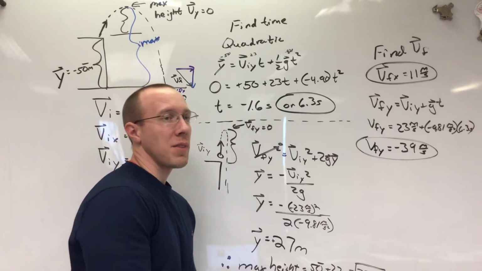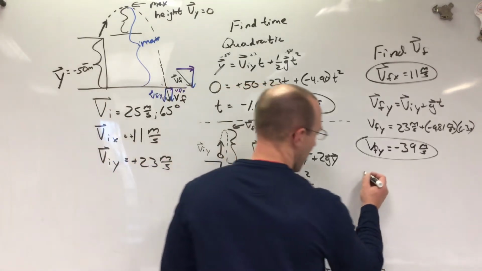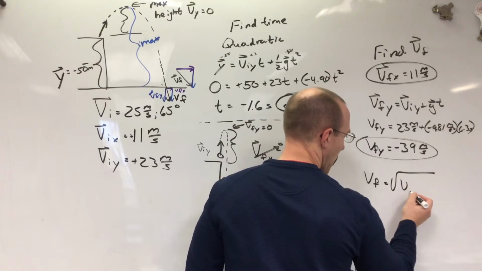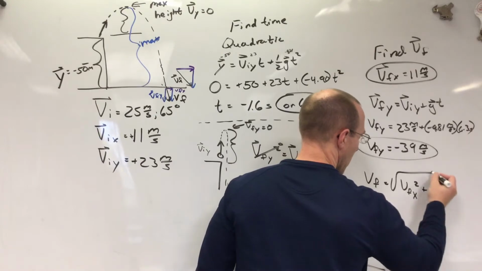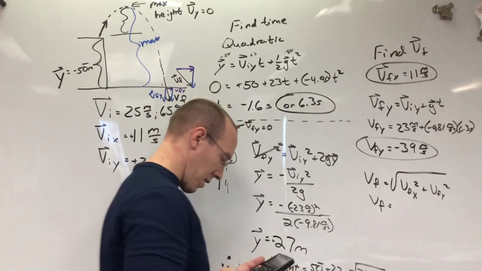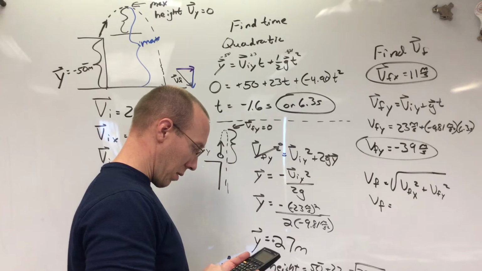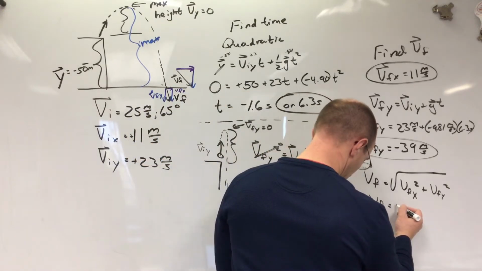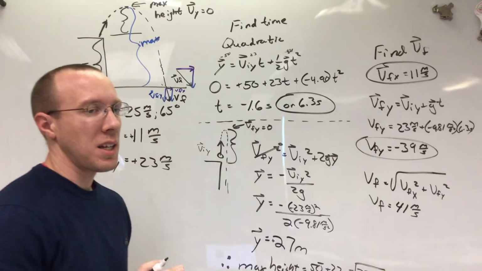So in class, when we did vector addition, to find the magnitude of the final velocity, we used the Pythagorean theorem. If you put these values in, you should get a final velocity of 41 meters per second. Some students forget and they stop here.